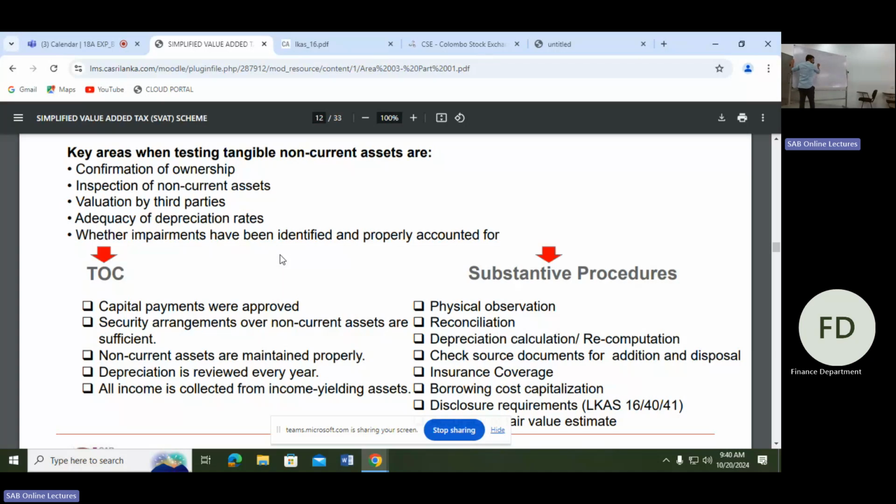So substantive procedures are two types, ARP and TOD. ARP is analytical review procedures like calculation, correlation, variance analysis, types of data analytics, right? Charts and all we can convert. TOD, we are checking the source documents. We are getting original documents, vouchers, invoices and then bank statements. We are checking original documents.